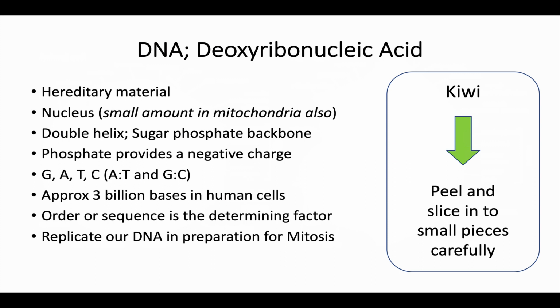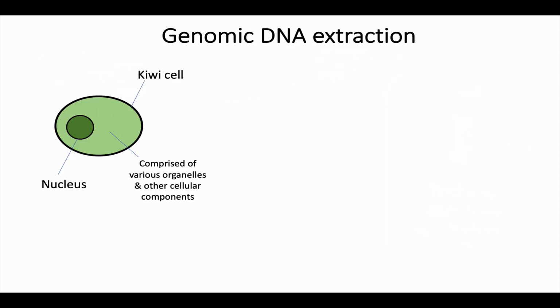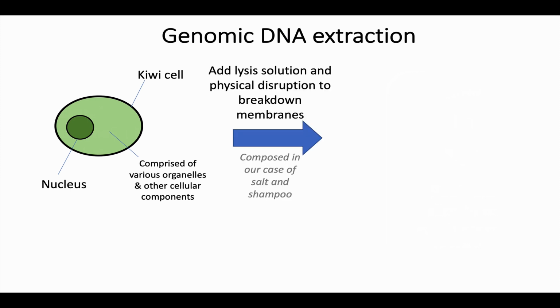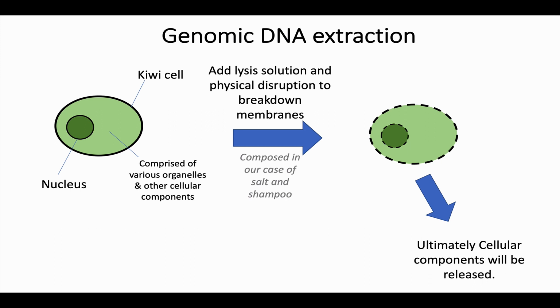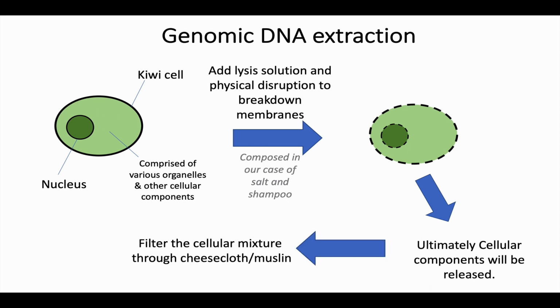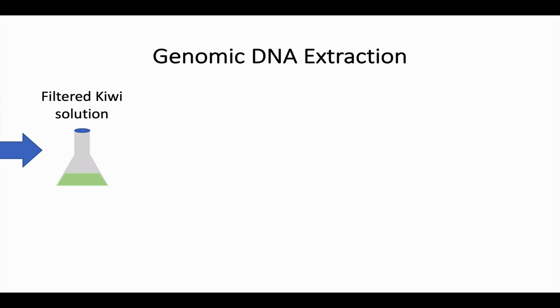So firstly, you're going to get a kiwi, peel it, and slice it into small pieces. So imagine you have your kiwi cell and you're trying to isolate this genomic information. Well, we're going to add some extraction buffer or lysis solution, and we're going to add some physical disruption to break down the membranes. And because that will happen, we're essentially releasing the cellular components. We're then going to filter the cellular mixture through cheesecloth or muslin, and that way we're able to gather a liquid filtrate of our kiwi solution that's been filtered.